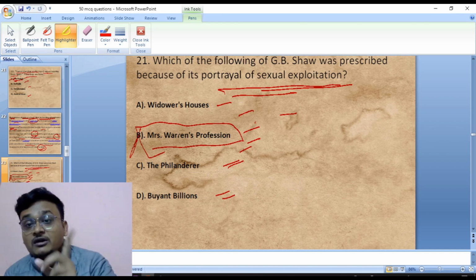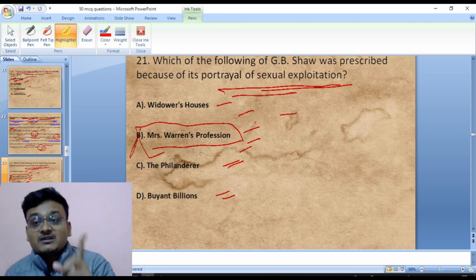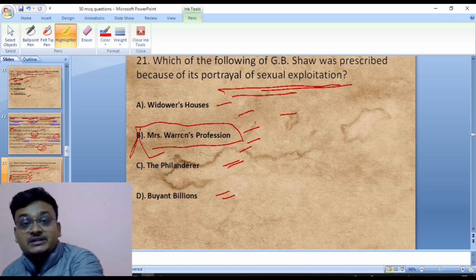So which of the following works of G.B. Shaw, that is George Bernard Shaw, was prescribed because of its depiction of sexual exploitation in his plays? That is Mrs. Warren's Profession, the right answer here. Okay, now move to question number 22.